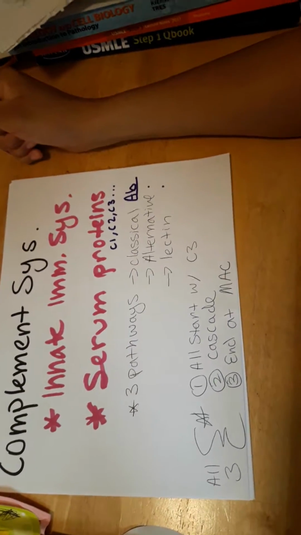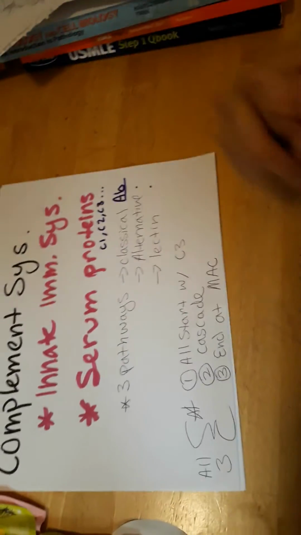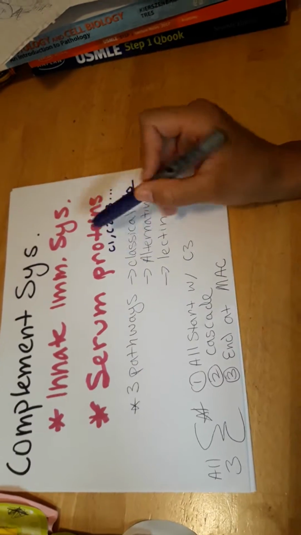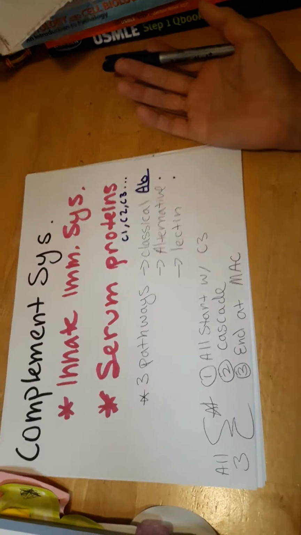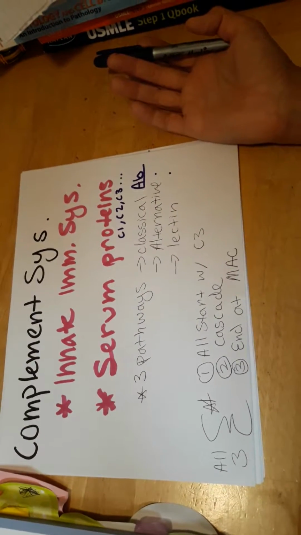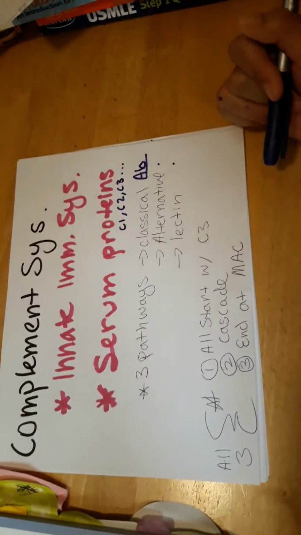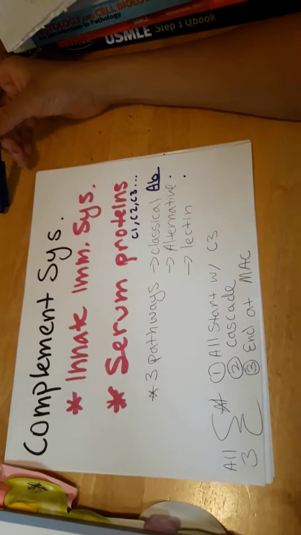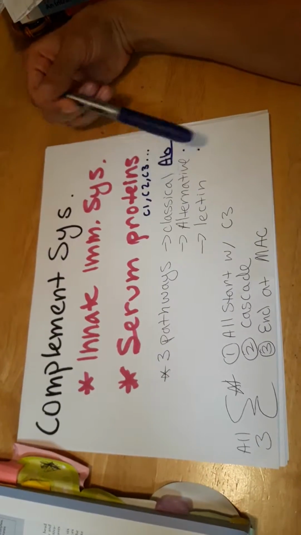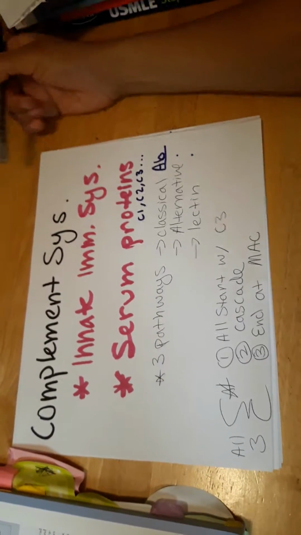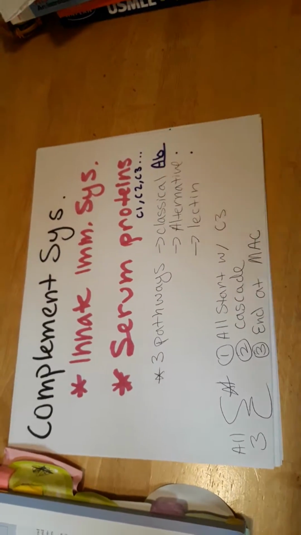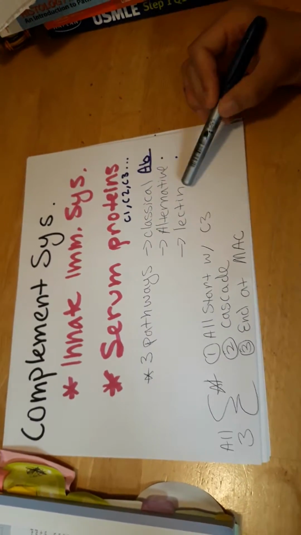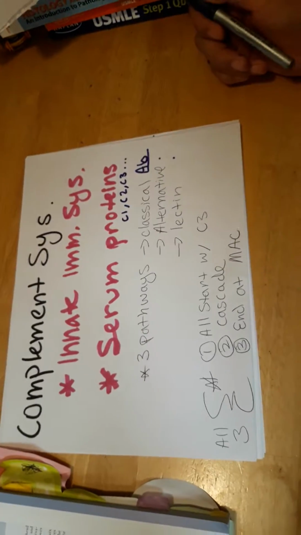When you read about these serum proteins, the names start with a C. It's pretty easy. You'll see, for example, C1, C2, C3, and C5 even, and that just means they're complement proteins. The complement system actually has three pathways: the classical, the alternative, and the lectin. They all differ. The classical pathway involves antibodies, while the alternative and the lectin are antibody-independent pathways.